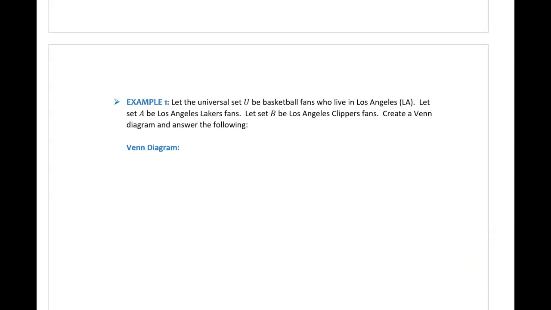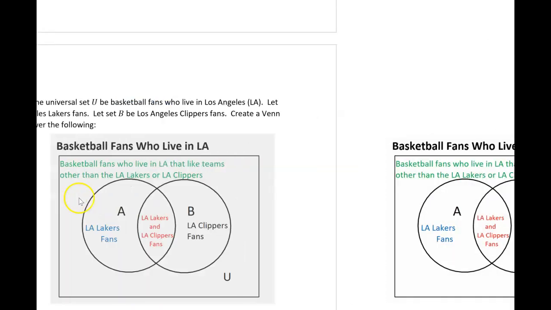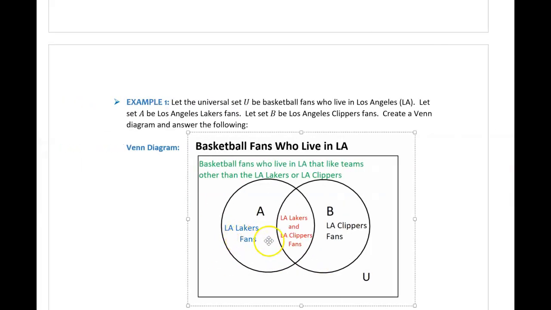So we know we have two sets, set A, which are the Lakers fans, and set B, which are the Clippers fans. We want our sets to overlap because there may be fans of both teams. Here is an example of a Venn diagram. Take a minute to look at each of the regions of our Venn diagram.